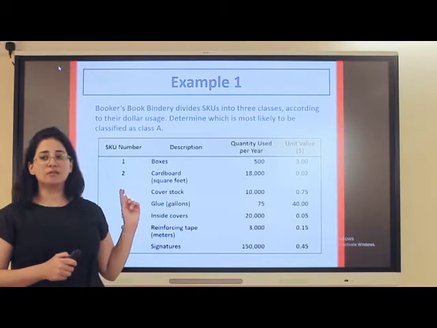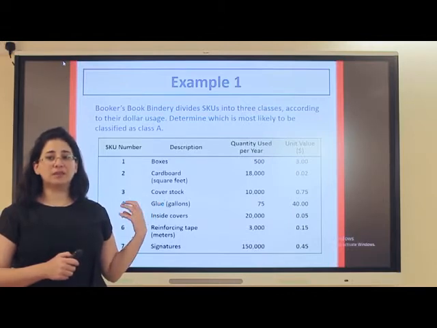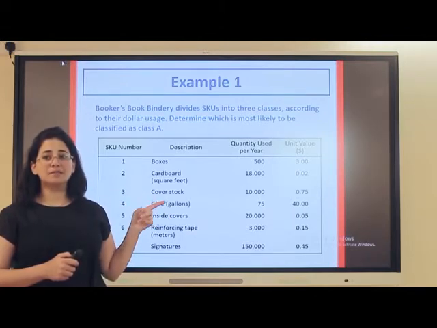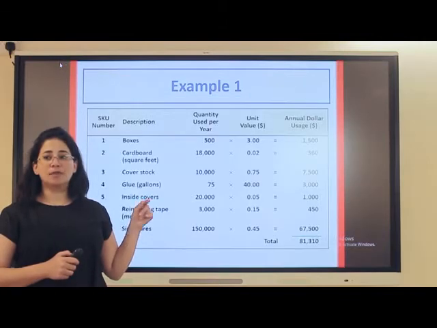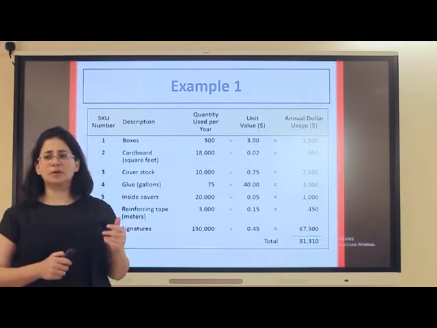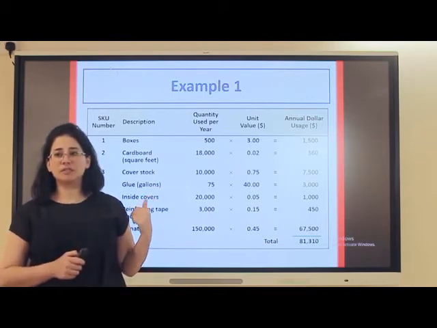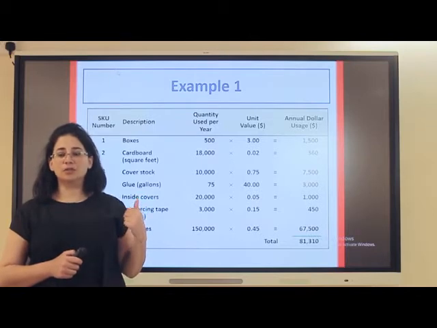The data given is the quantity used per year and the unit value in dollar. First, we have to calculate the dollar usage by multiplying the unit used per year by the unit value. So, for example, for the boxes, quantity used per year 500, unit value is $3 per unit, so 1,500 is the annual dollar usage.